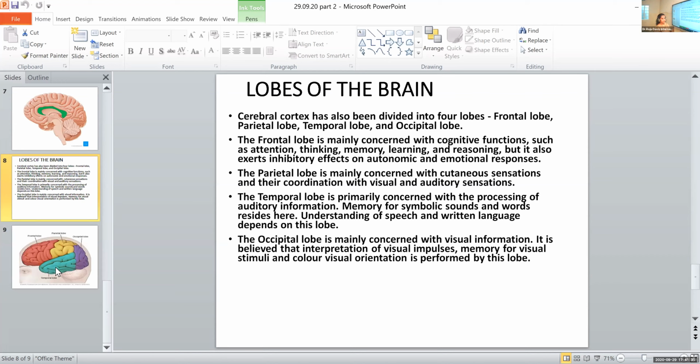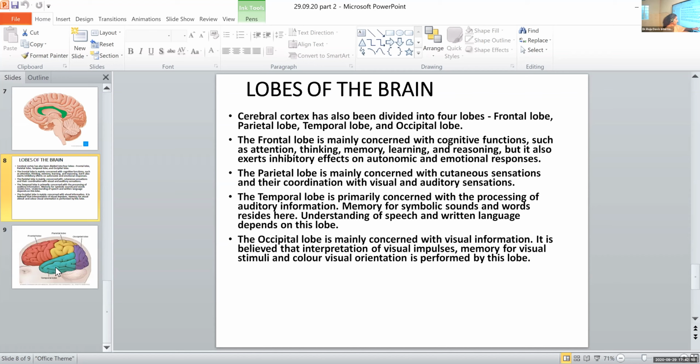So temporal lobe was about the auditory information. Occipital lobe is about the visual information. Okay, occipital lobe is present behind our head. And when we take a section like this, it's just behind our eyes, right? So occipital means connected with the eyes, that is the visual information. Interpretation of visual impulses means whatever visual stimuli we see, we have to understand what it is. We have to interpret it. So interpretation of visual stimuli would be dealt with by the occipital lobe.